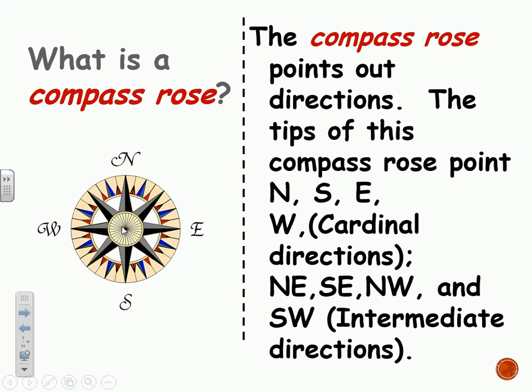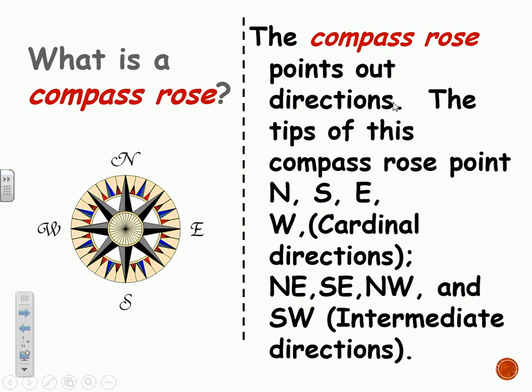What would this one be? It's between south and east, so it's southeast. We have another one here. It's between south and west, so it is southwest. We have between north and west, which is northwest. So again, the definition of a compass rose is it points out directions. Tells you what the directions are.